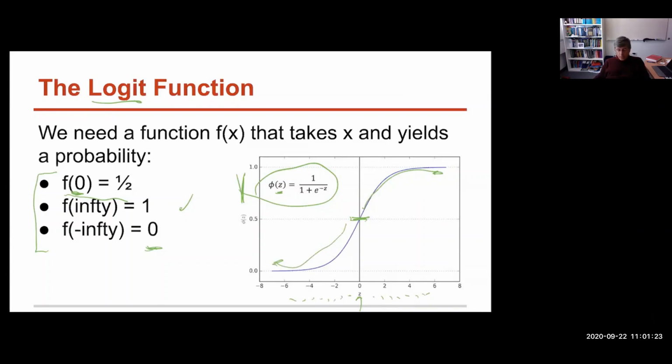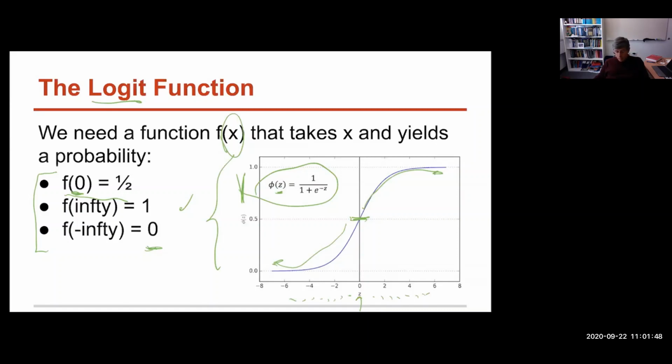So this logit function has the properties that we want. If the argument represents the difference in our scores, this function is a way of turning it into a probability that accurately reflects that. Any questions about this?